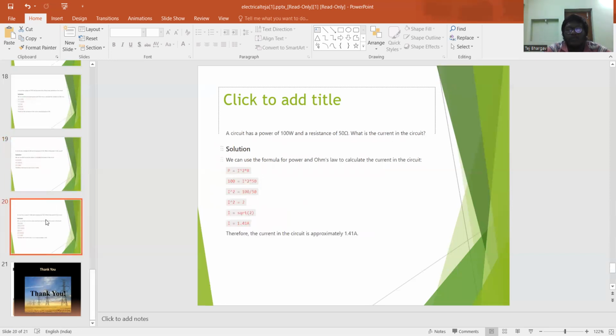And later here we use P is equal to VI. In place of V, we put IR. So again, IR into I is I square R. Hence we calculated the power.